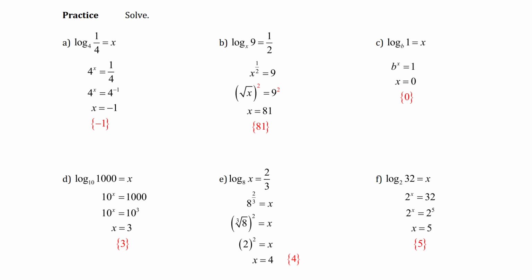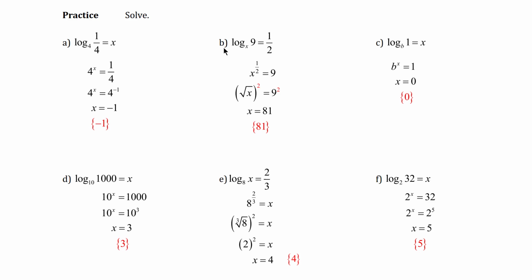Alright, so let's go over the solutions. For part A, we first convert this into an exponential equation. We get 4 to the x power equals 1/4. Next, we use negative exponents to get rid of the fraction. We get 4 to the x power equals 4 to the -1 power. Next, we use the uniqueness property of exponents. We get x equals -1. Our final answer in set notation is curly bracket -1, close curly bracket.